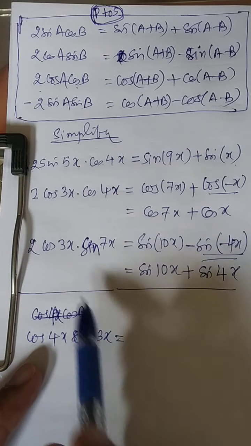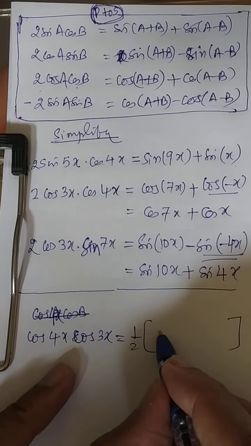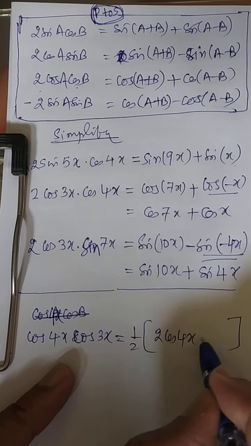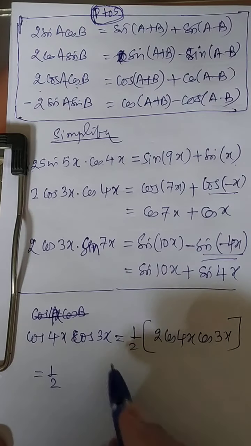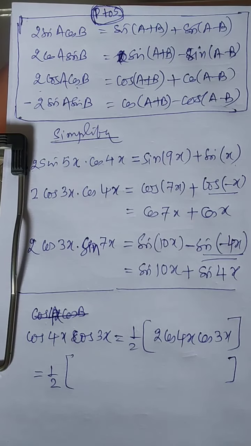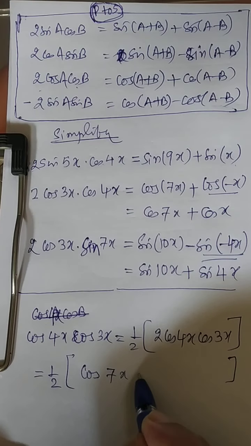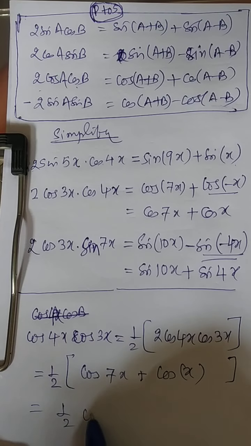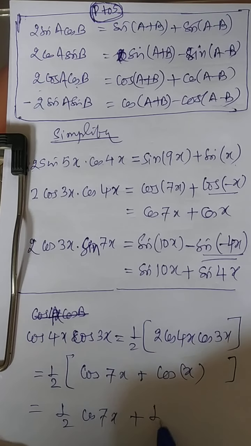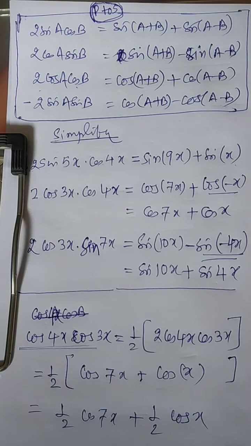I think with cos cos the third formula is applicable, but the third formula is not complete over here. So you can do like this and then try 1 by 2 outside. Now 2 cos A cos B gives cos 7x plus cos x. So your answer will be 1 by 2 cos 7x plus 1 by 2 cos of x. So what is here? The product was given. We have written it in the simplest form, sum form.